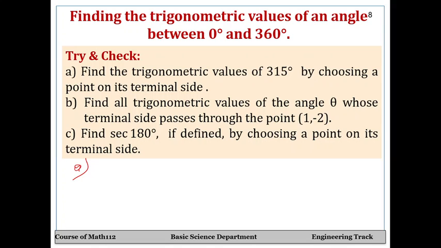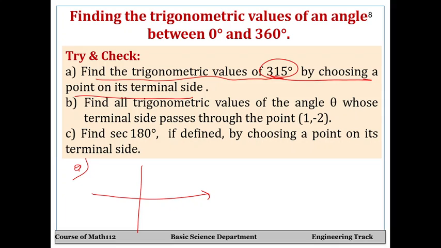Okay, let's start with A. Find the trigonometric values of 315 degrees by choosing a point on its terminal side. So what is 315? It's 90 here, this one is 180, and then this one is 270. And the whole thing is 360, but we need 315. So it has to be somewhere here, I guess. So it's better we choose this angle here. If you want to choose this point here, we need to have some information about this right triangle here.